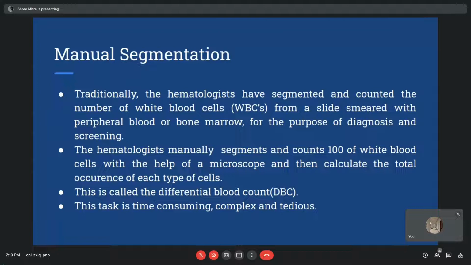The hematologist manually segments and counts hundreds of white blood cells with the help of a microscope, and then calculates the total occurrence of each type of cell. This is called the differential blood count, DBC. This task is time consuming, complex, and tedious.